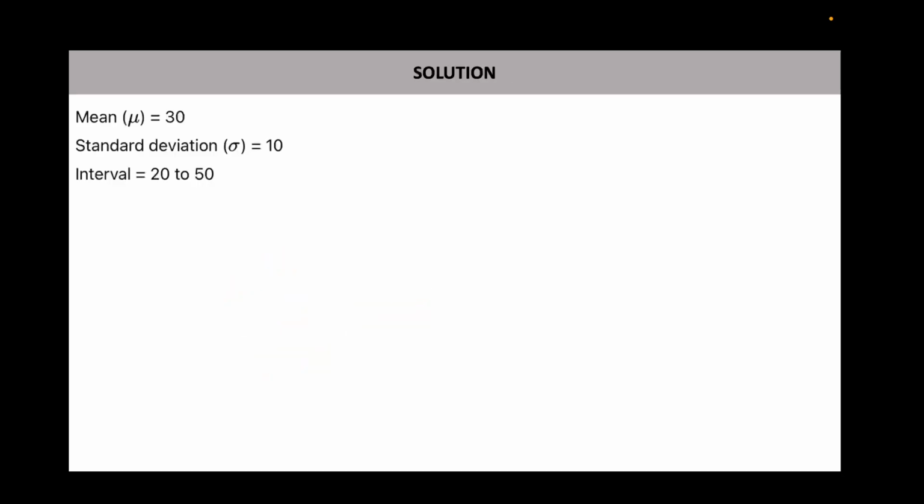Okay, so now let's try to solve this one. First of all, we need to find the k value, and your k value will be the highest value, which is your 50, minus the mean value, divided by the standard deviation. So it should be 50 minus your 30, divided by your standard deviation of 10, and this answer will come as 2. Okay, so your k value is 2.